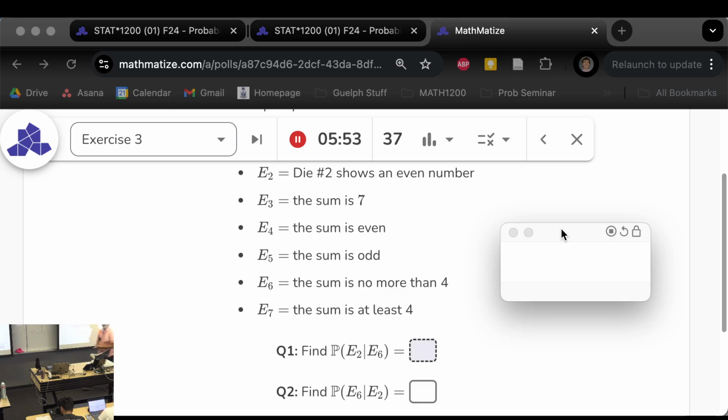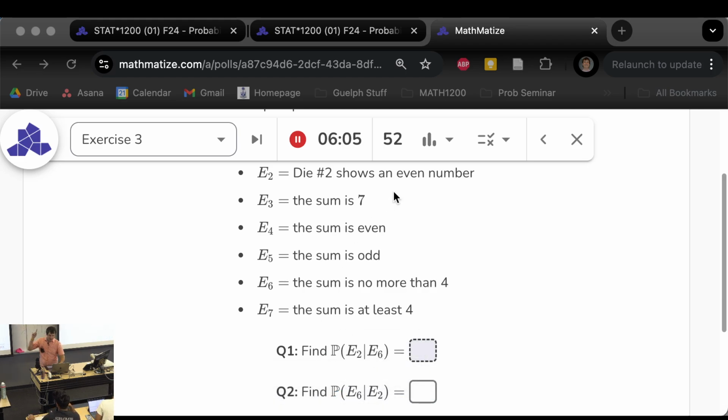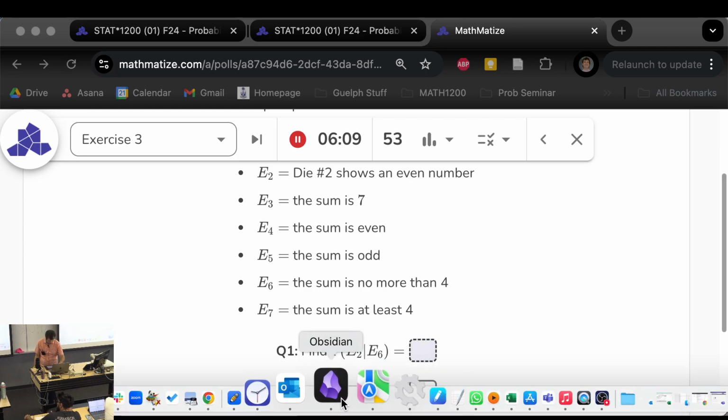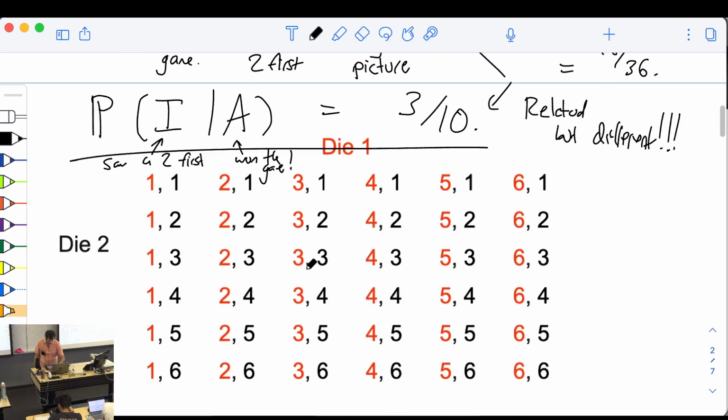Okay, let's take this one up quickly. I'm going to leave it open while I start to do the solution. So people who are still typing in their answer, type in your answer quickly or you're not going to get the point. So we got E2, dice 2 shows an even number. We got E6, the sum is no more than 4. Let's draw these two sets. So I need another copy.